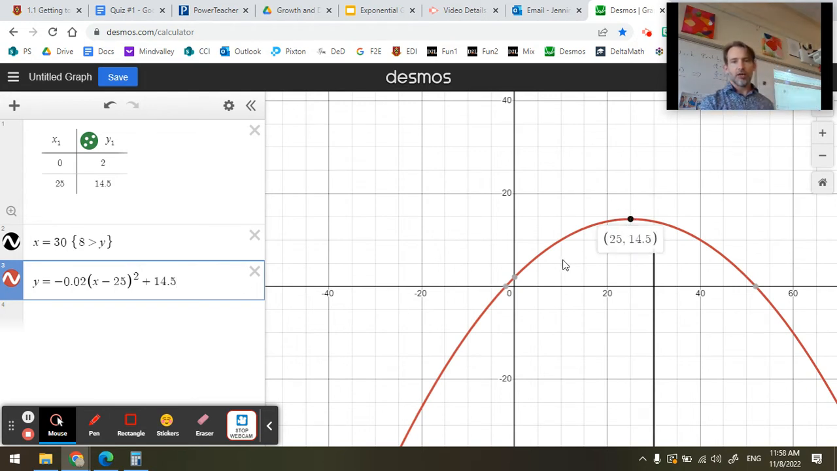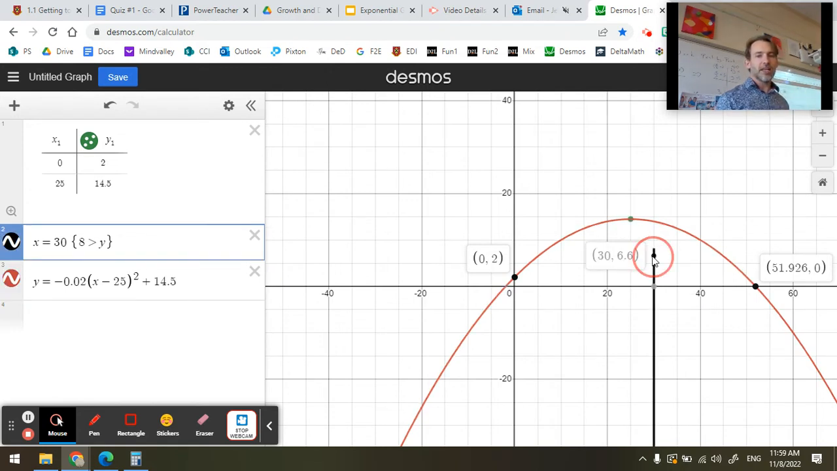Notice that it goes through these points, it bullseyes them perfectly because our algebra is good, and it predicts that the ball will land after 51.9 feet and go over the net. So Desmos is suggesting that this is going to be a good shot. Now, how would we do that if we didn't have access to Desmos? First of all, I want to know its height as it goes over the net, which is at 30 feet, and we want to be at least 8 feet high at 30.